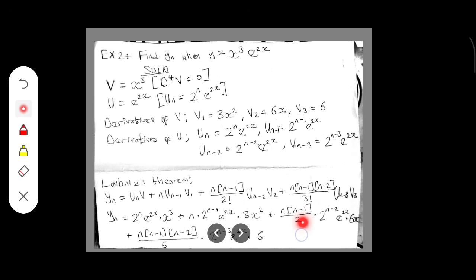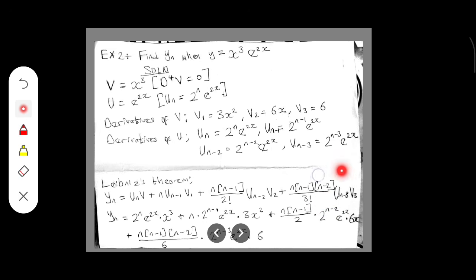Now 2 factorial is equal to what? 2 multiplied by u subscript n minus 2, which is 2 raised to the power n minus 2 multiplied by exponential 2x, so I wrote it here, then multiplied by v subscript 2. Where's the value for v subscript 2? It is 6x, so I have it here also.